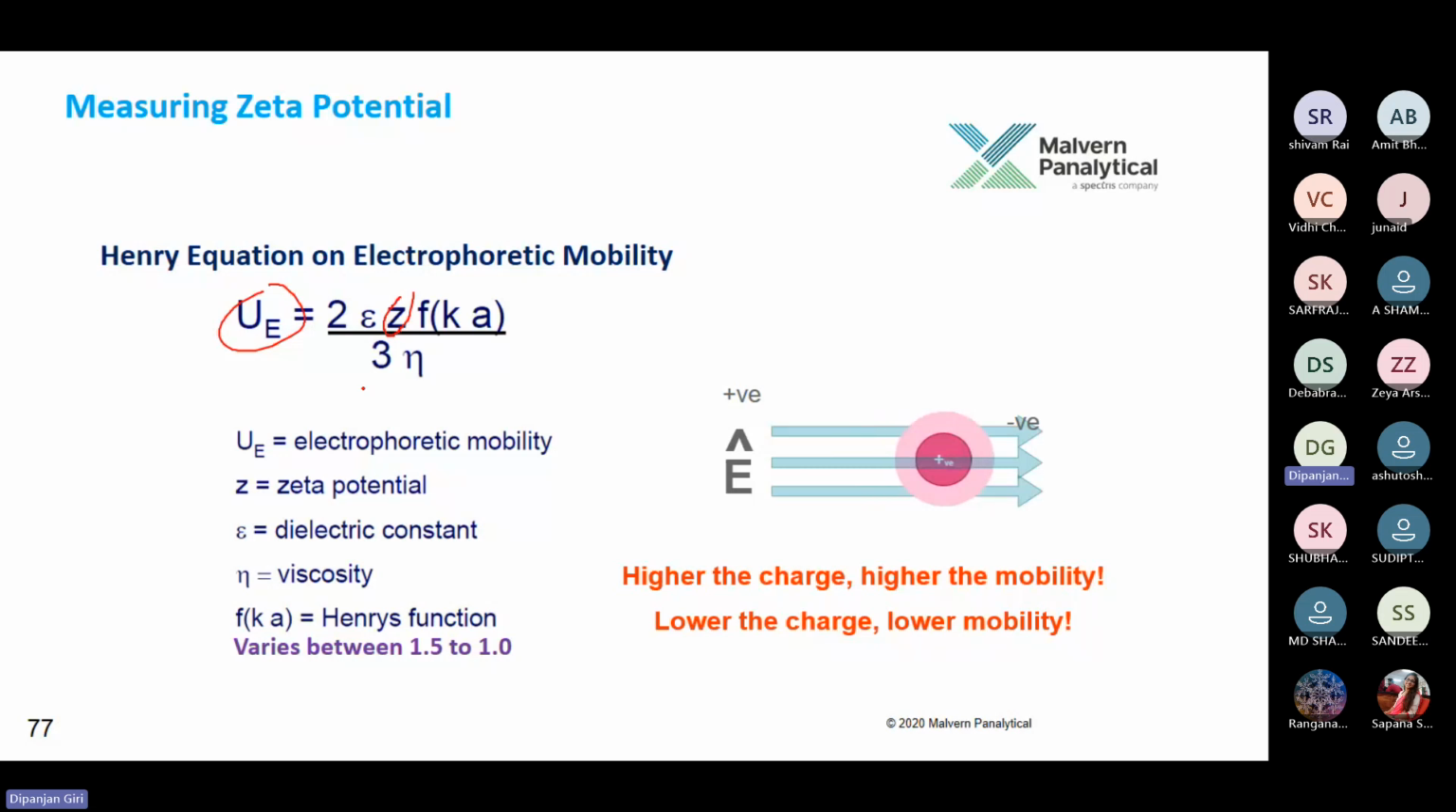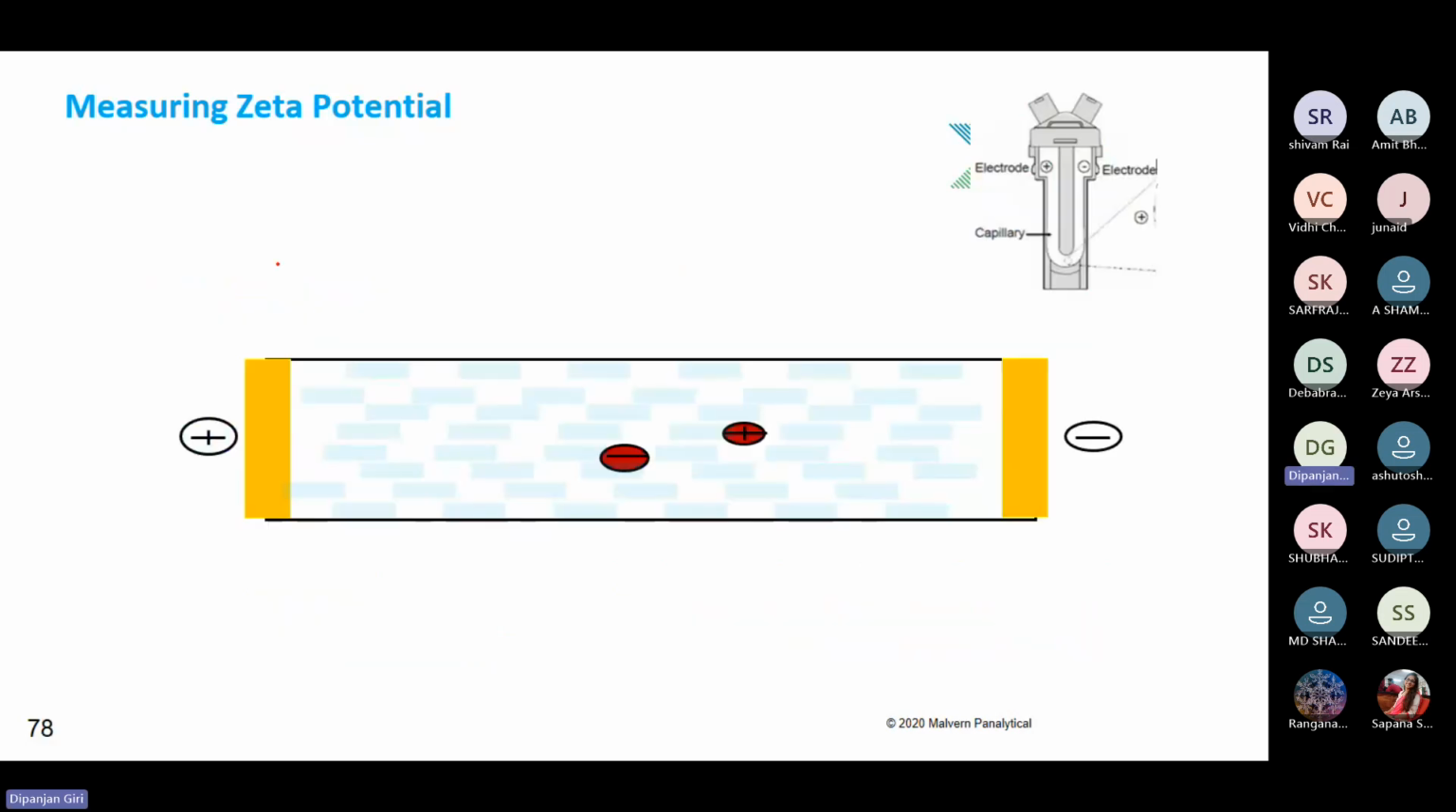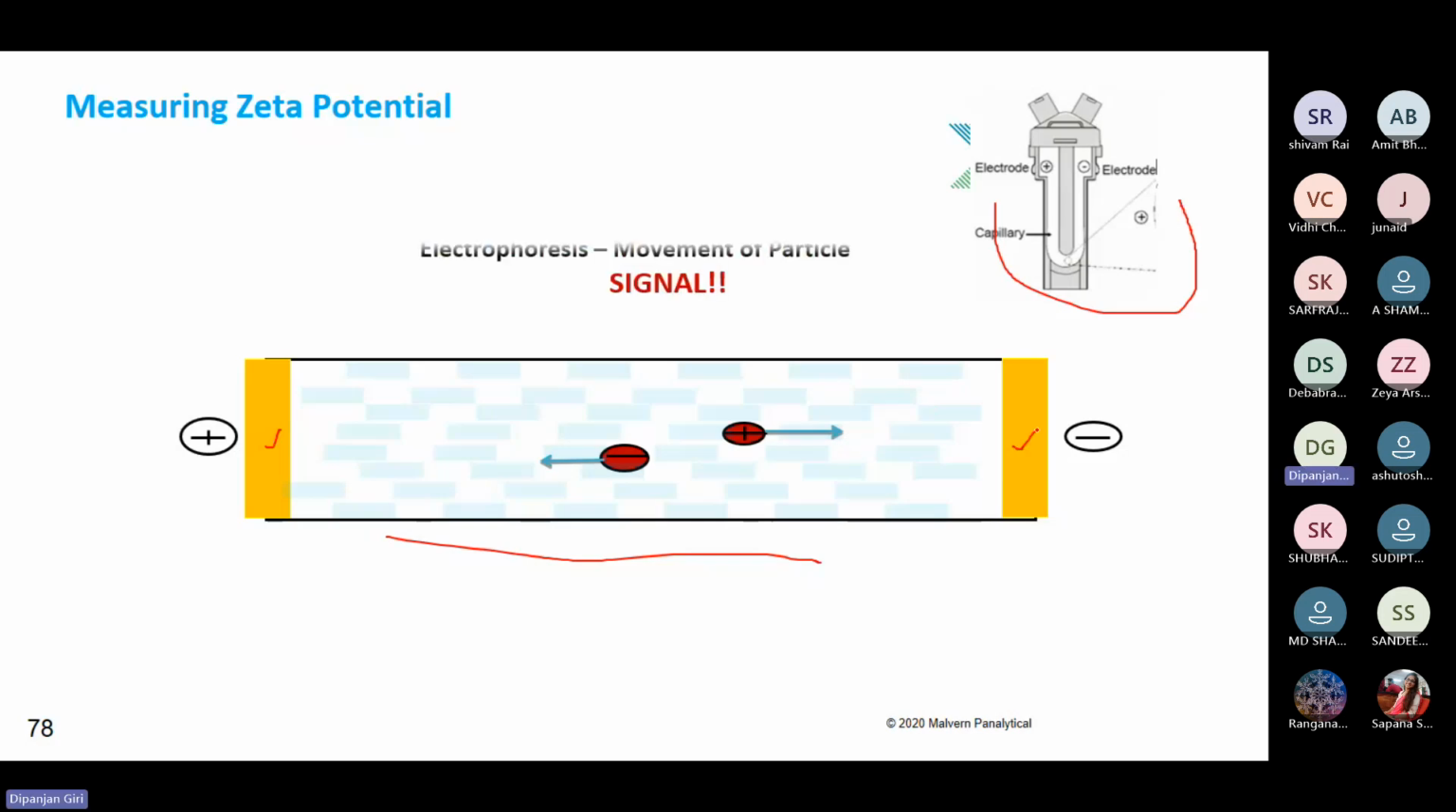So what we generally do: this is actually the Malvern patented folded capillary cell, the capillary and the electrode. Now, if you just imagine you unfold this capillary from here to here, you will get this kind of arrangement. When your charged particle is moving towards the opposite electrode, when you are applying the electric field or the potential difference, there is a movement of the particle, right? This is known as electrophoresis, and this is actually the signal we want to measure.